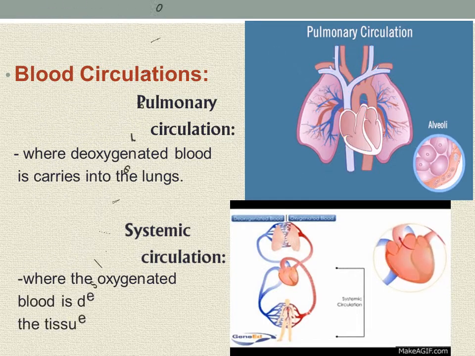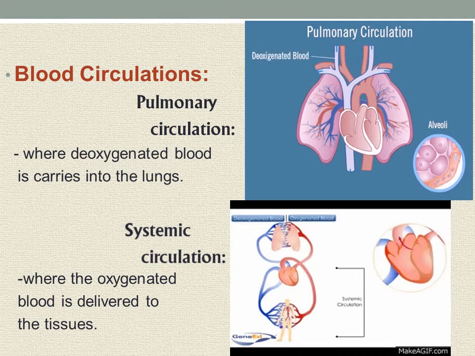There are two kinds of blood circulation, pulmonary and systemic. Pulmonary circulation is the movement of the oxygenated blood from the heart to the lungs for oxygenation. Systemic circulation, on the other hand, is the movement of oxygen-rich blood from the heart to all parts of the body.